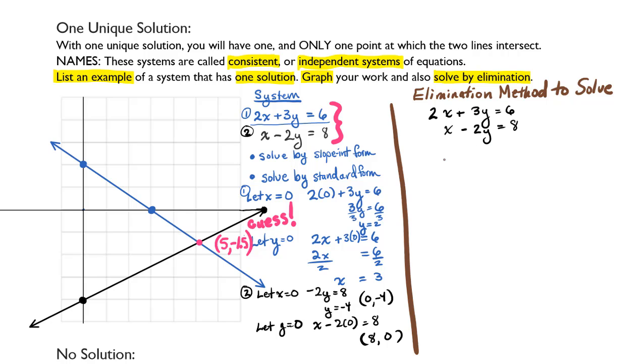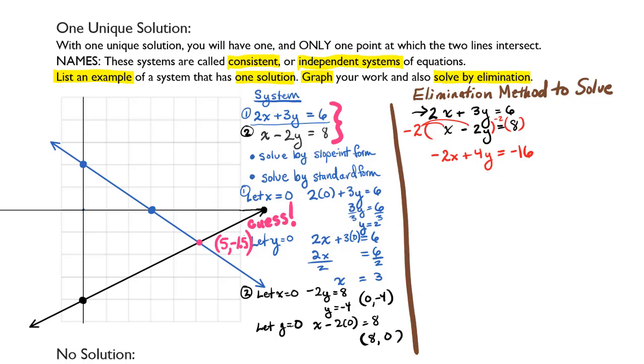I don't want anything left. So I'm going to look at the 2x and the x and notice that if I multiplied both sides of this equation by negative 2, I would have the x term drop out. So if I distribute that negative 2 into each term inside, I would get negative 2x plus 4y equals negative 16.